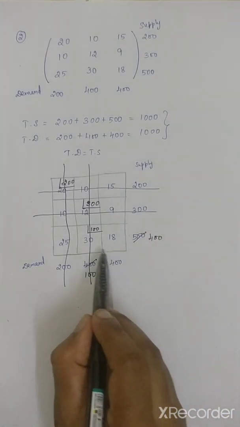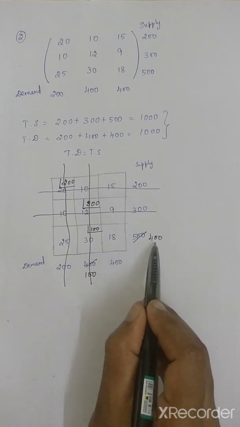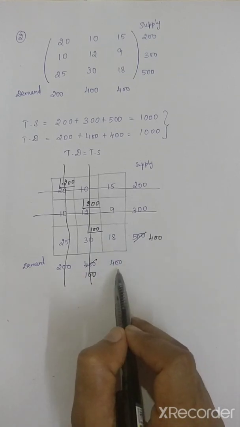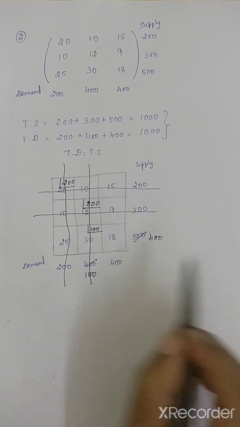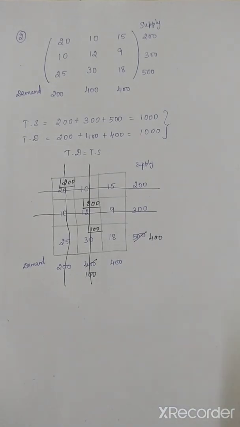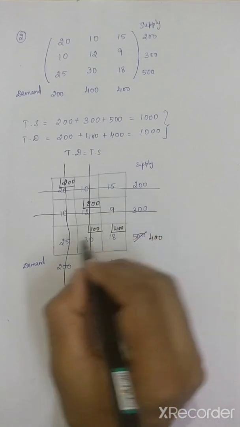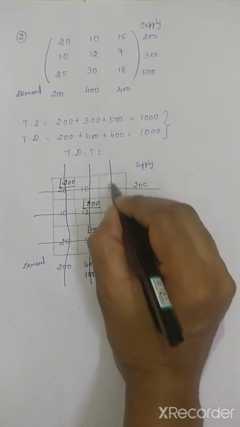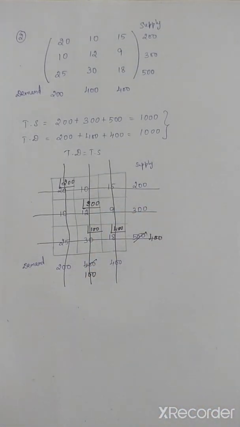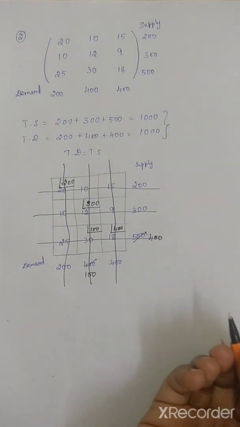So in the final we have only one cell. The final value is also equal, so your solution is correct. So here we have to allocate 400. You strike out both the row as well as the column. So the final solution you have to write like the previous problem.